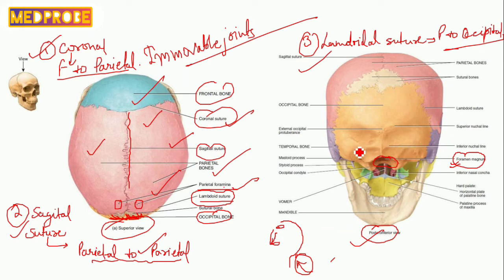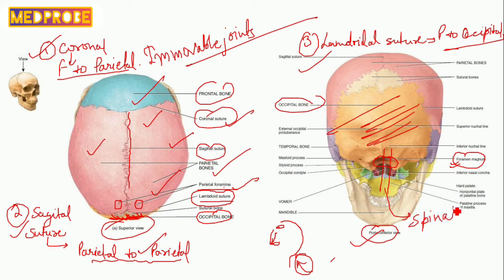What is this bone? This is the occipital bone. Here you can see there is an aperture from where the medulla oblongata runs downwards and forms the spinal cord. So by crossing this foramen magnum, the medulla oblongata runs downwards and forms the spinal cord.